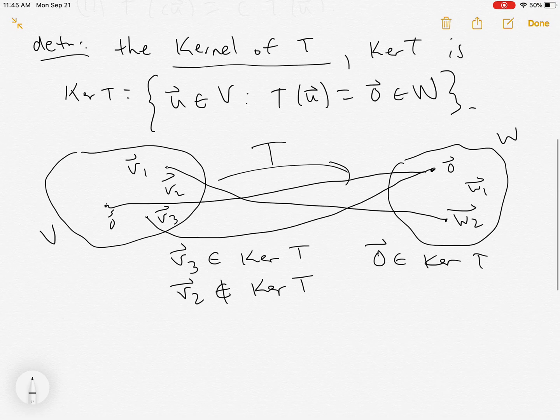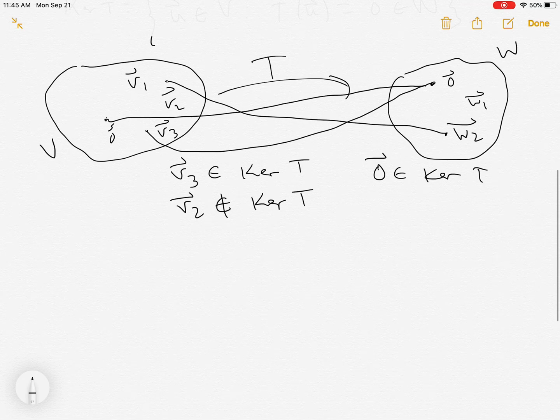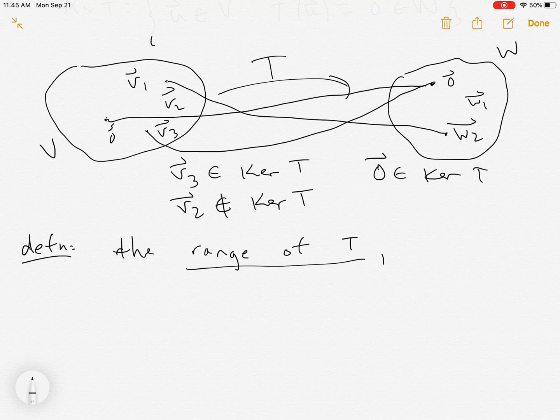Okay, so we've defined the kernel of T. It's a very dear old friend of mine. And we're going to define the range of T, which is just T of U for U in V, right? It's just the images of all the U's under T.